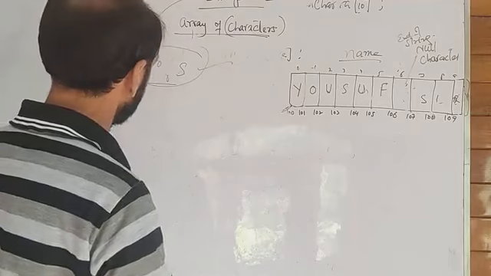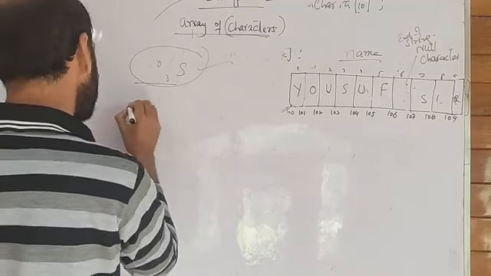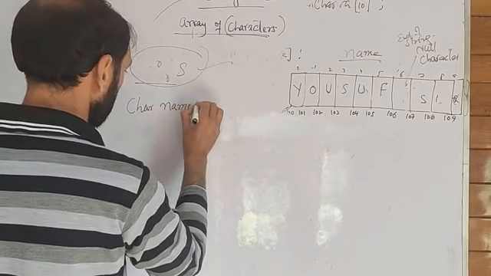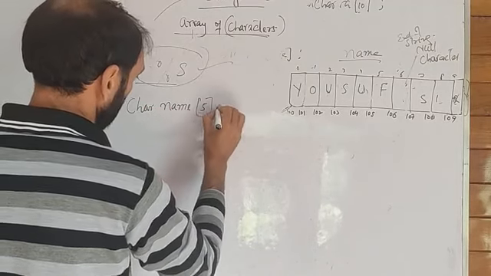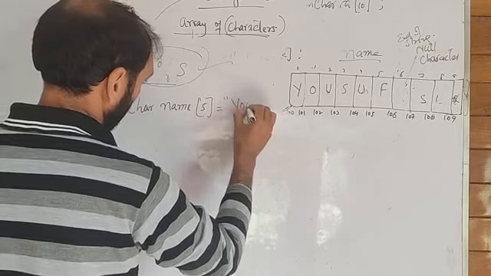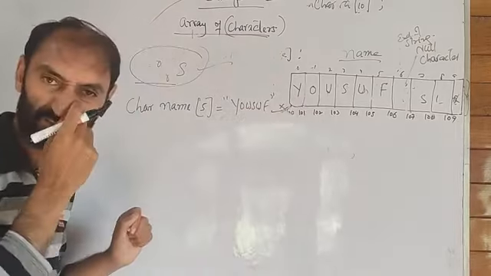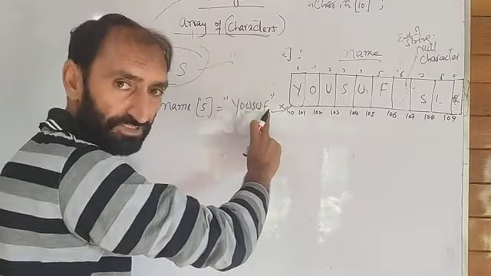We have to take care of this thing as well. For example, if I write char name[5] = "Yousuf", it is not good. It should be the proper initialization. What is it?